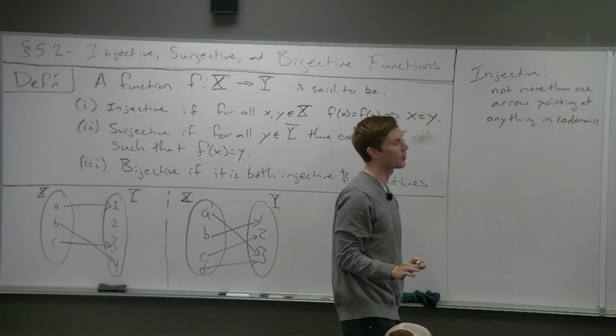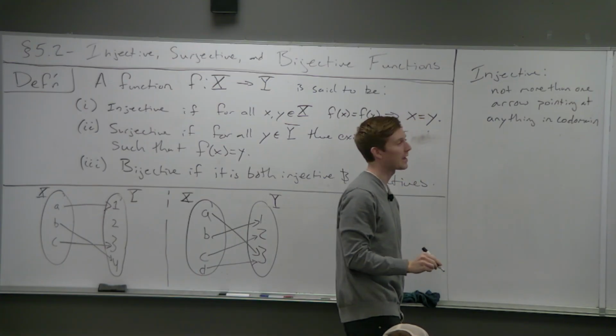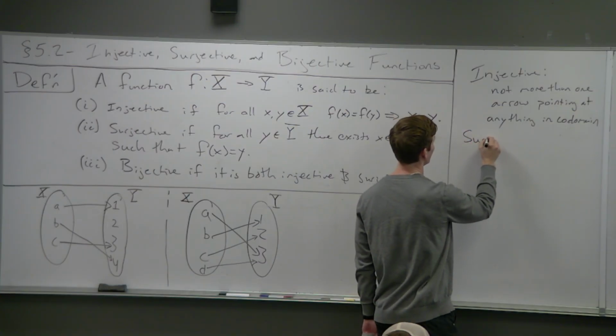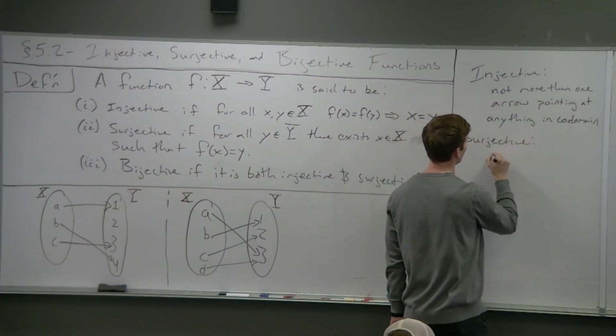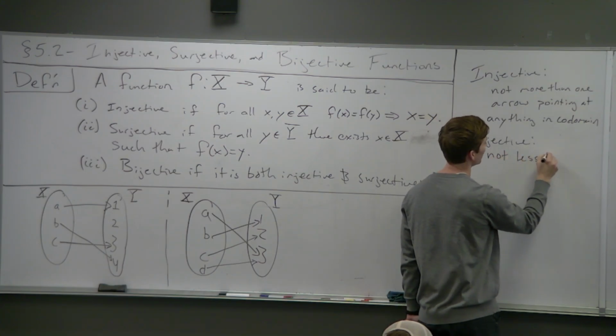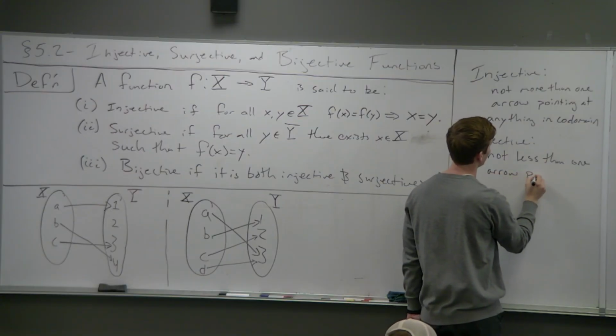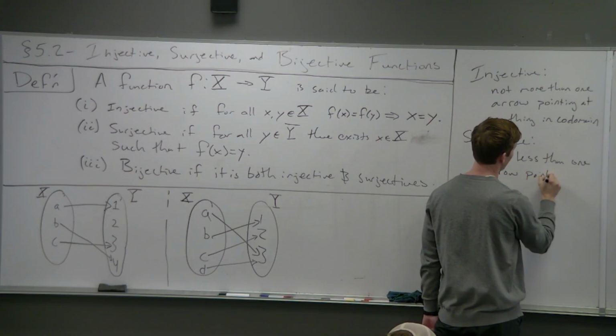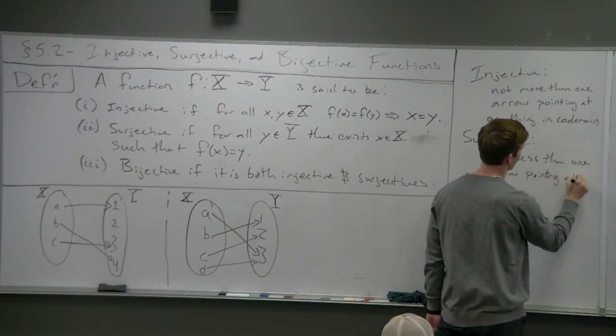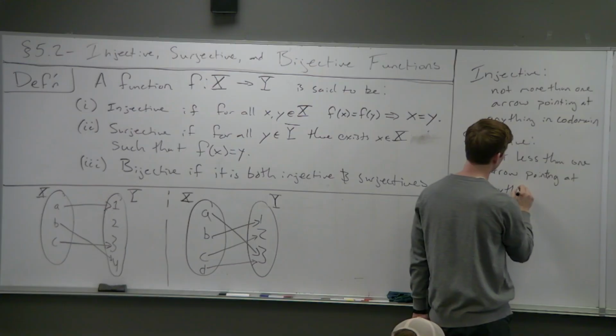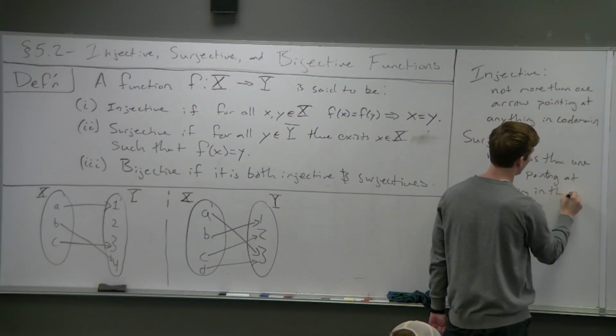Injective: not more than one arrow pointing at anything in the codomain. Surjective: not less than one arrow pointing at anything in the codomain.